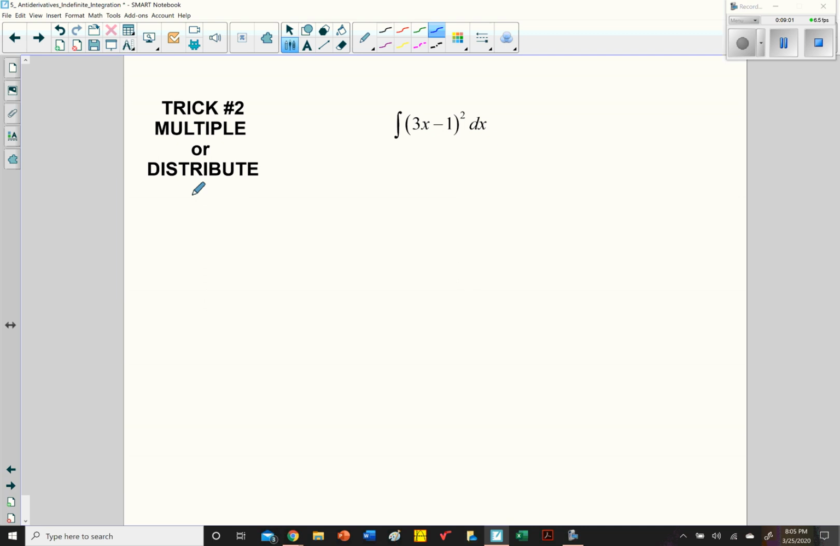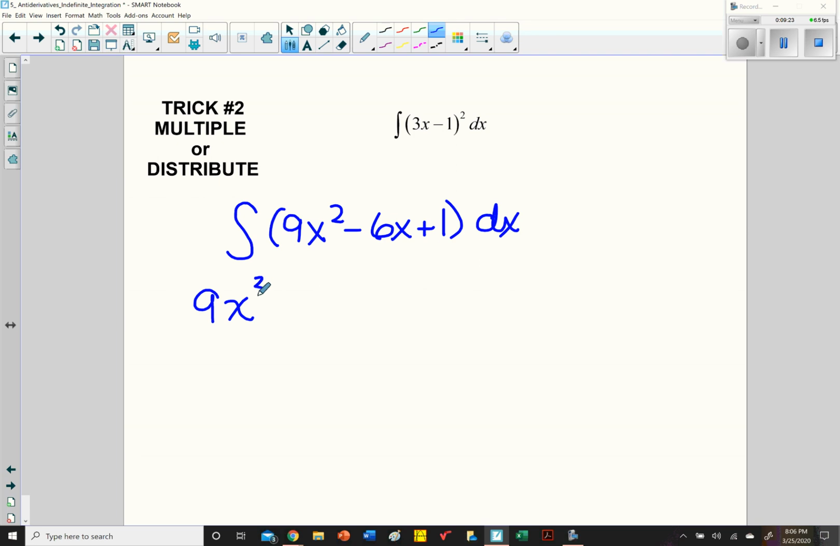Another trick would be to multiply or distribute. So if you have a binomial squared, it can be helpful to expand that binomial. 9x squared minus 6x plus 1 is the binomial expanded, and then I want to use the power rule. So I'm adding 1 to the power 2 and then dividing by that power. I'm adding 1 to the power 1 and then dividing by that new power. And I'm adding an x to the first power and dividing by 1. And remember the constant of integration.